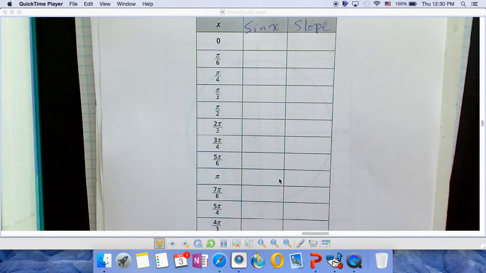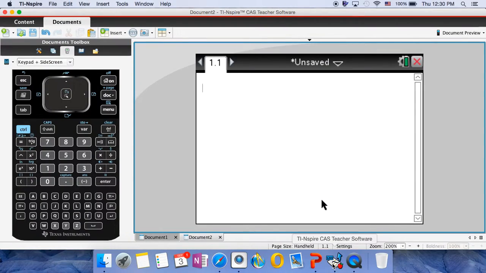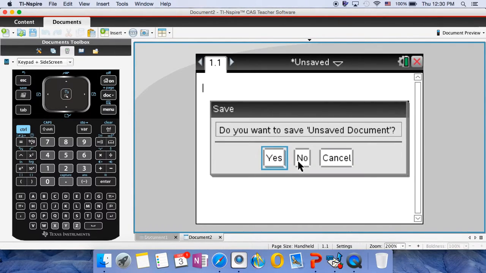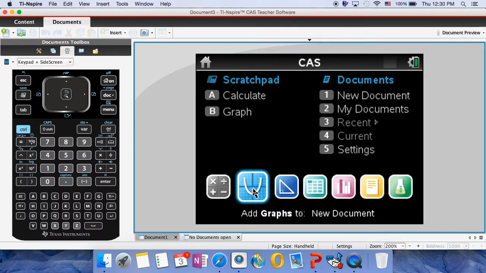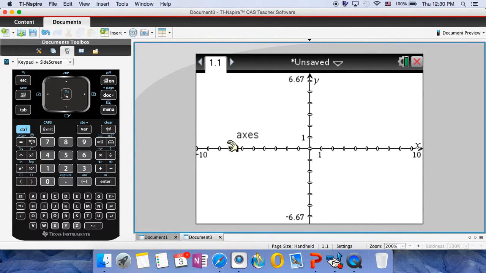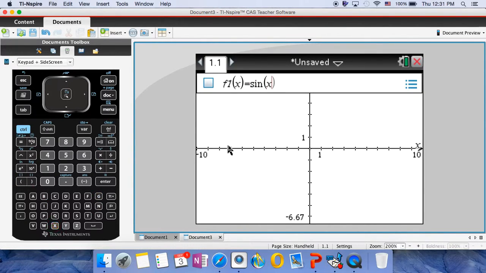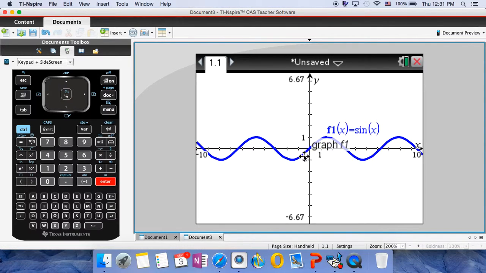First and foremost, let's look at the graph of sine. The graph of sine looks like a wave. So graph sine of x. Okay, it looks like a wave. So what would be the slope of this graph? That's what we're going to figure out today.